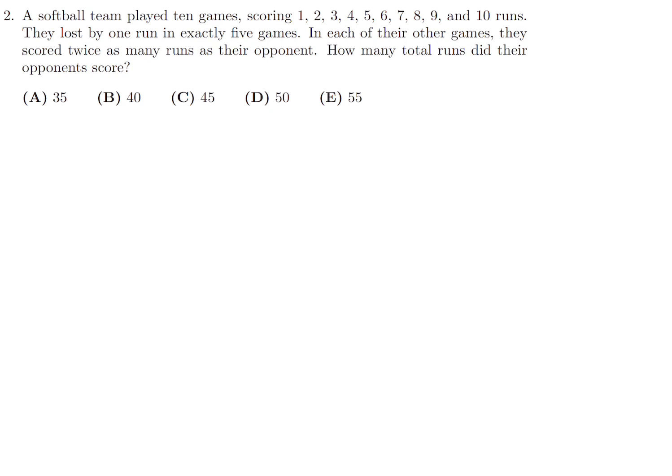A softball team played 10 games, scoring 1 through 10 runs. They lost by 1 run in exactly 5 games. In each of the other games, they scored twice as many runs as their opponent. How many total runs did the opponent score? We have our team, and then we have our opponents. Our team scores are 1, 2, 3, 4, all the way up until 10.